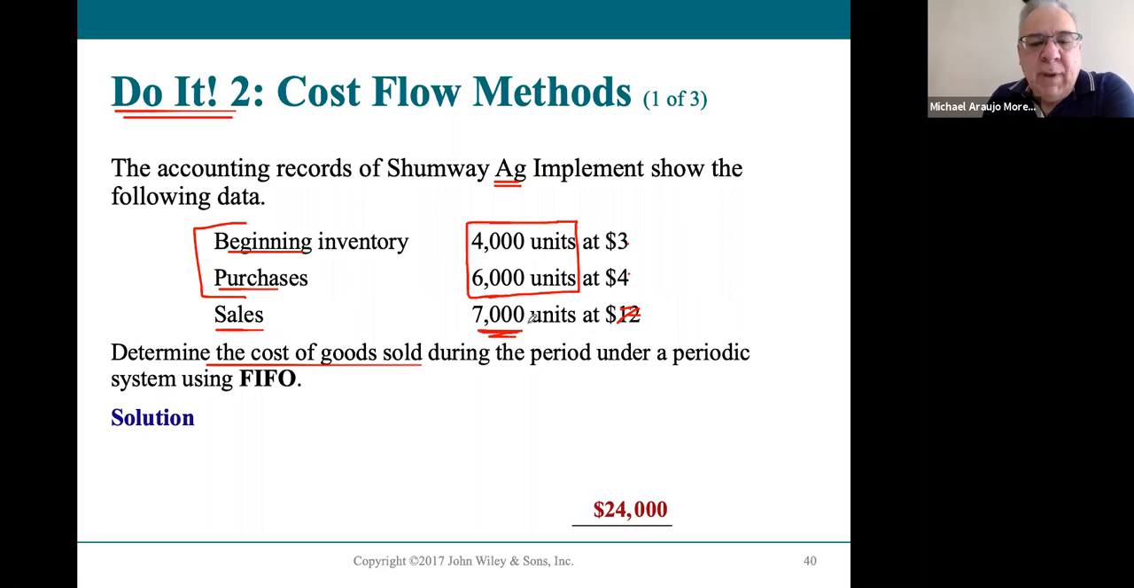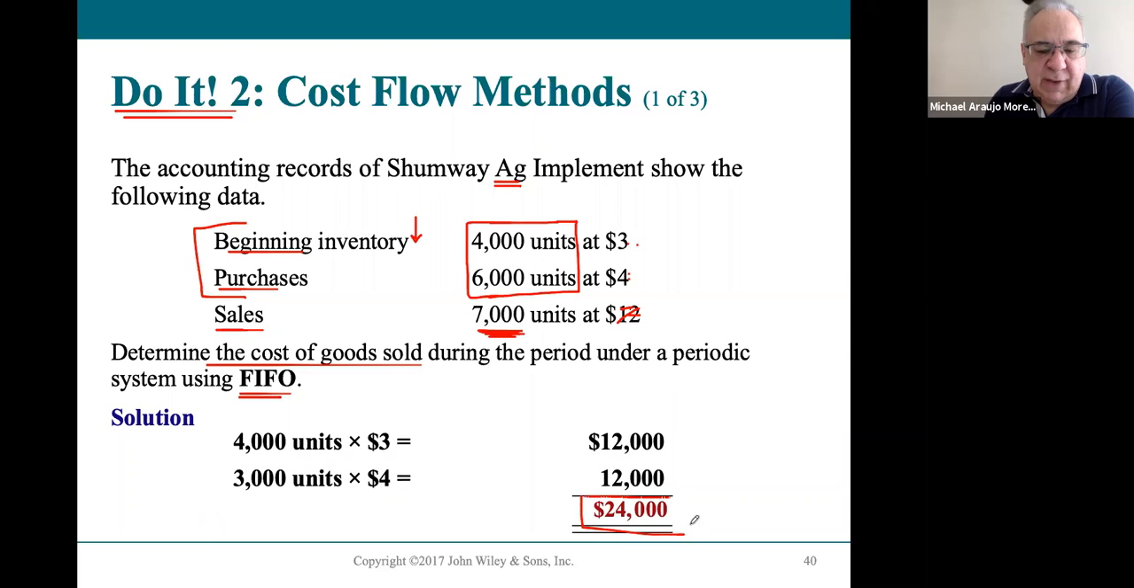Well, again, it depends on the method we use. Let's assume that they use FIFO. FIFO means first ones in are the first ones sold, first ones out. So in this case, the 4,000 units are the first ones in, they are part of the 7,000 that we sold. So 4,000 of the 7,000 have been accounted for. We clearly need 3,000 more units that came from the purchases. So what's the total cost of goods sold? 4,000 units times $3 plus 3,000 units at $4. And so the total cost of goods sold using the FIFO method in this case is $24,000. Okay, that's the FIFO method.